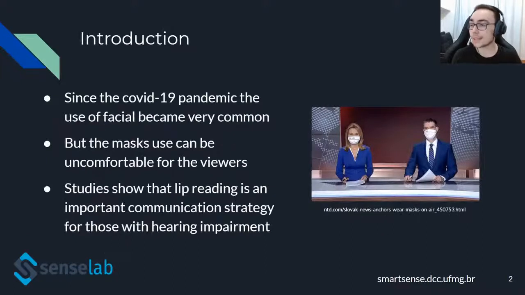Since the COVID-19 pandemic, the use of facial masks became very common, but their use can be uncomfortable for viewers. And studies show that lip reading is an important communication strategy for those with hearing impairment. Therefore, the use of a mask can harm the speech comprehension for this group of people.